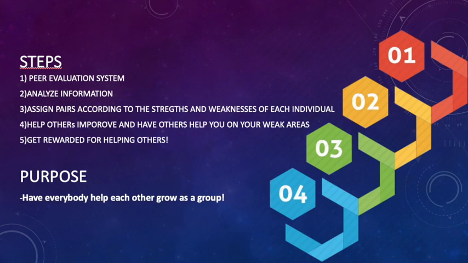Then the application would analyze the information. Step number 3, the app would assign pairs according to the strengths and weaknesses of each individual. And step number 4 would be helping others improve and have others help you on your weak areas. Final step would be getting rewarded for helping others. So the purpose of this app is to have everybody help each other grow as a group.